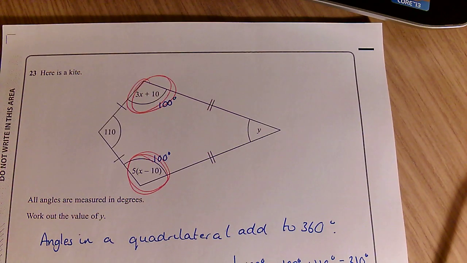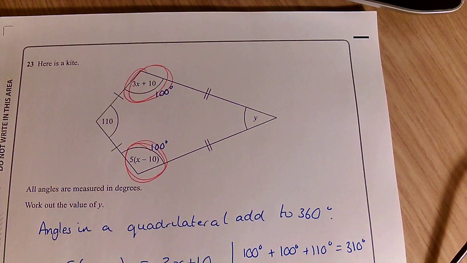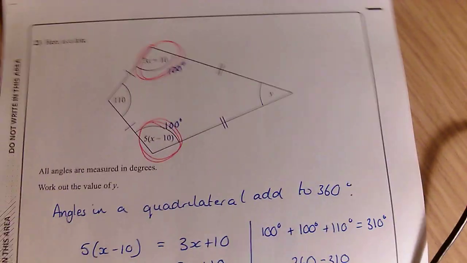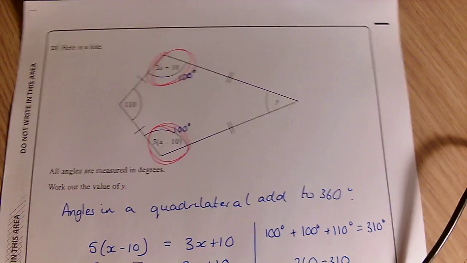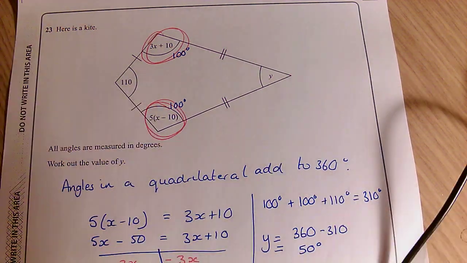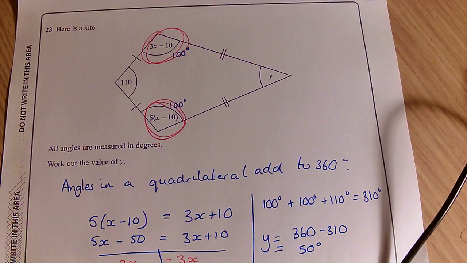So first thing I'm going to write on here is that angles in a quadrilateral add up to 360, because it's a four-sided shape, it's talking about angles. That might get me an extra mark, maybe. Now I've just said that those two angles are equal to each other. So if we set them equal and we expand the brackets from this first one, 5 times x, 5 times negative 10, what we want to do is solve that equation to work out what x is.